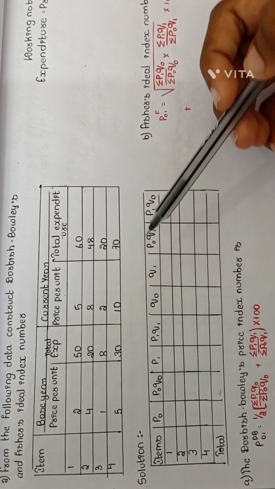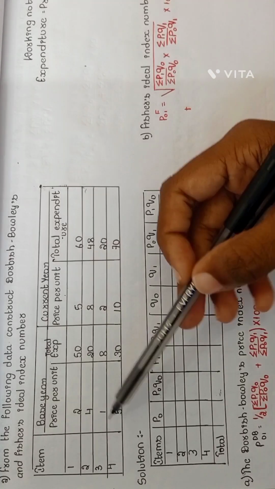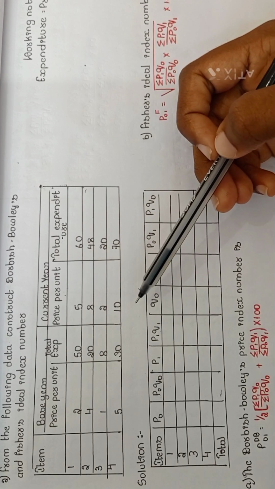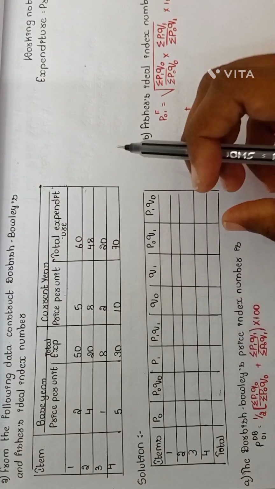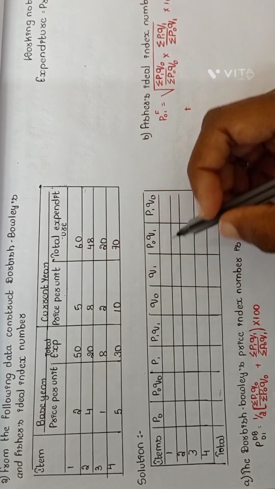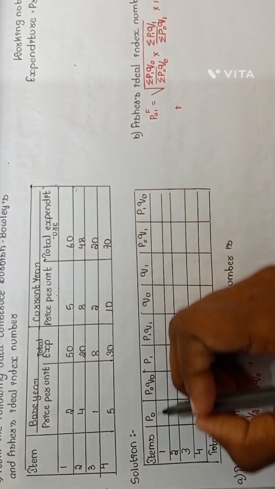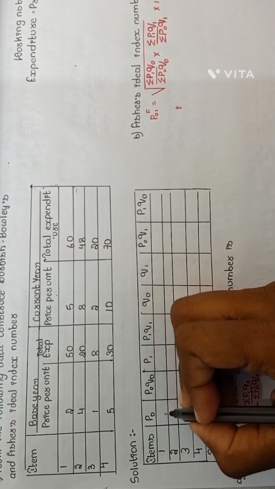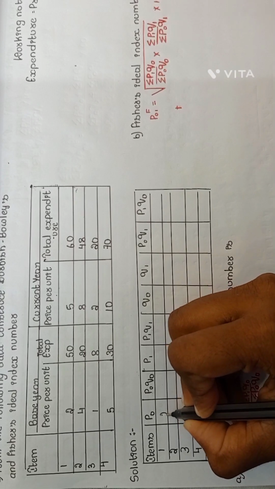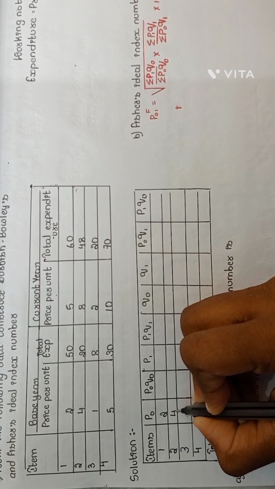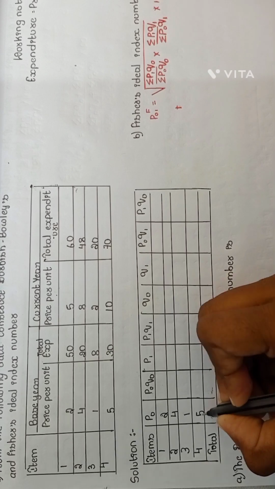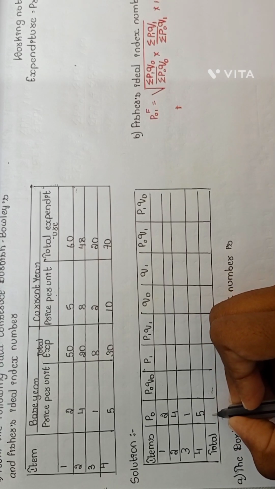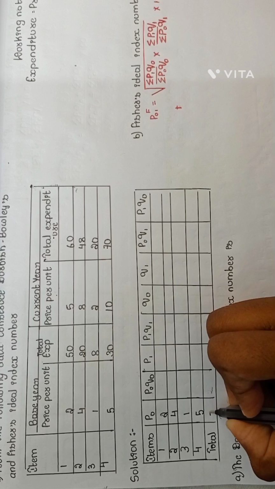So it's not difficult to construct the table. You should write what they have given in the question, and again you should write what is required in the formula, then you can complete the table. So let's start with the solution. Let's write the P naught value. P naught value is 2, 4, 1 and 5. We don't require the total of P naught, so let's write it as nil.